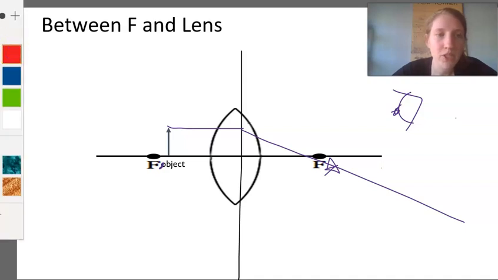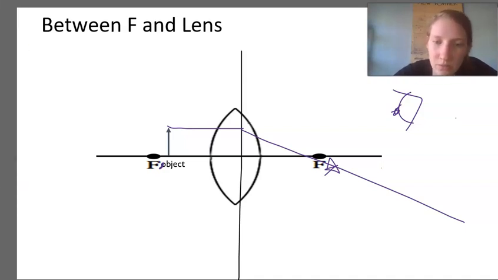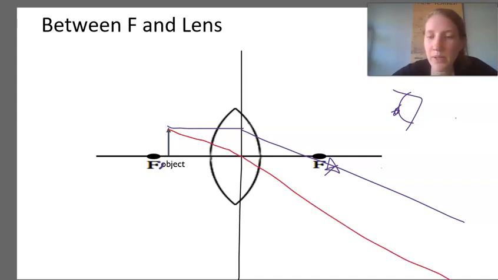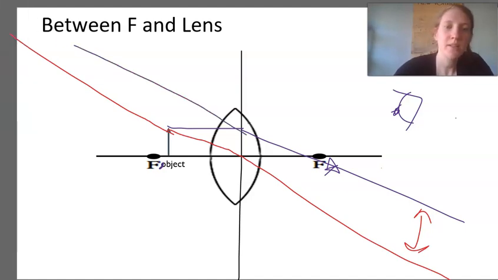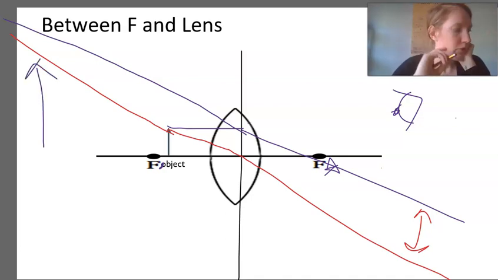And then we're going to switch and go from the top of the object straight through the middle. Now if I keep going and drawing it this way, then they're never going to meet. They're just going to get farther and farther apart. So if they're never going to meet on this side, then we will extend our lines back this way and see if they meet on the other side. And it looks like they'll eventually meet on that side. And we would have an image form over here.